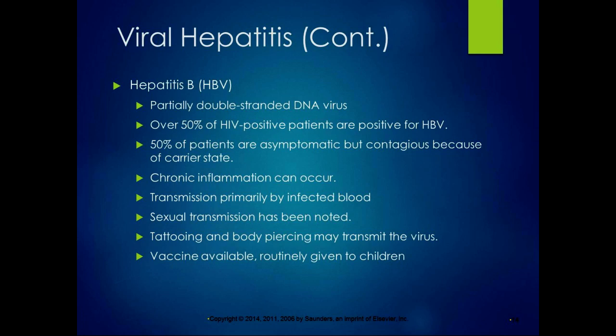It's a partially double-stranded DNA virus. So over 50% of HIV positive patients are positive for hepatitis B, which I think is really interesting. 50% of patients are asymptomatic but contagious because they're in a carrier state. And you can get chronic liver inflammation. Transmission is primarily by infected blood. It can be transmitted sexually because when you swap body fluids with people, you can get blood in along with that. Tattooing and body piercing may transmit the virus.